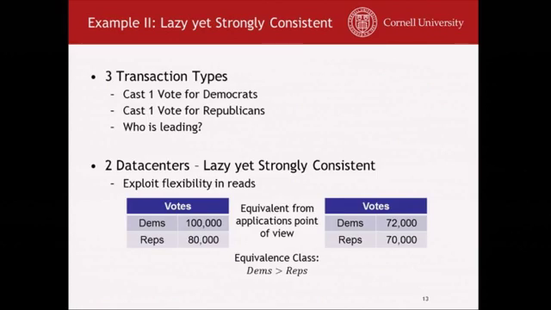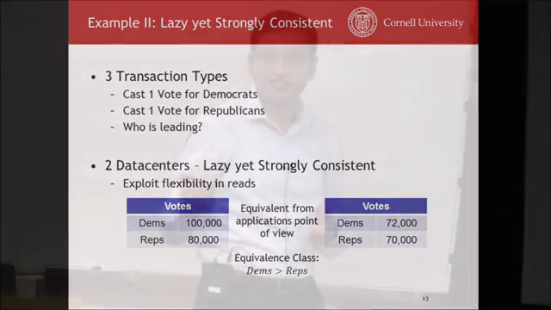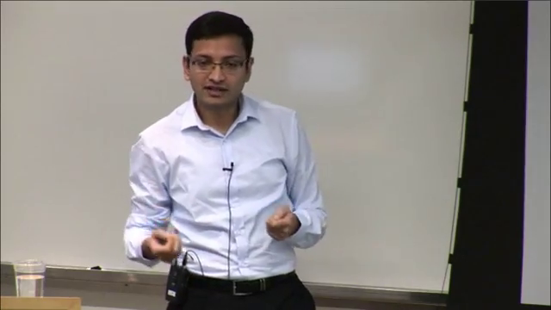The key idea is to exploit flexibility in the reads which the application is making. In the earlier case, for this particular application, if these are the only 3 transactions which the application can execute, then it doesn't really matter what exactly the Democrats and Republican vote counts are, as long as in both these 2 database states, the Democrats are leading, because the application cannot actually perceive this difference. So in some sense, they belong to the same equivalence class of database states, in this case, a class in which the Democrats are leading.